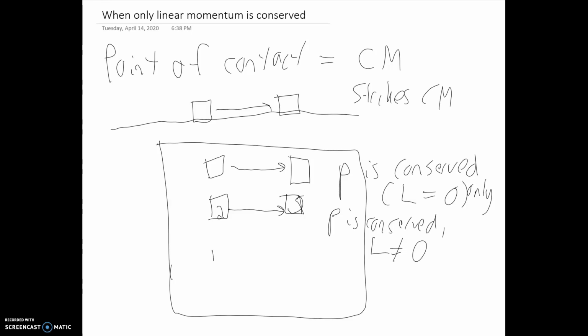We can also have, let's say, a block. It goes this way, and it exactly strikes the center of mass of this bar. By the way, the friction of this table is zero, so there are no other forces on it. If it strikes the center of mass of the bar, then this bar is no different than this block up here. There's no difference between them. So that's one way that linear momentum is conserved.